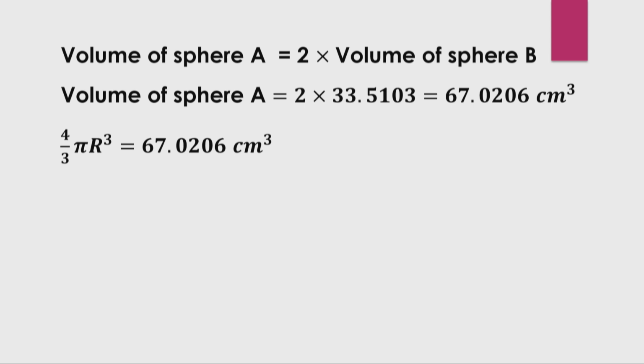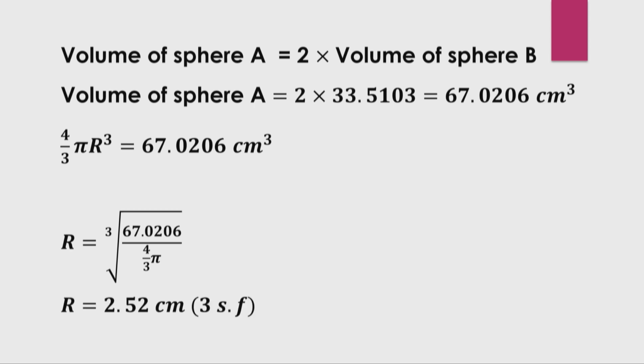4/3 pi r cube is equal to 67.0206 centimeter cube. Making r the subject, we get cube root of 67.0206 over 4/3 pi. Evaluating this and rounding it off to three significant figures, we get R is equal to 2.52 centimeters.